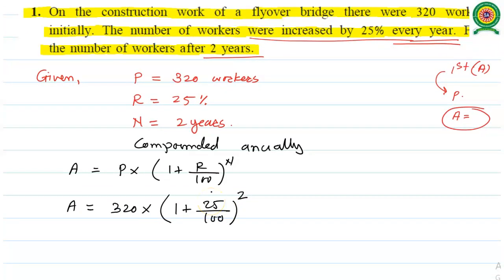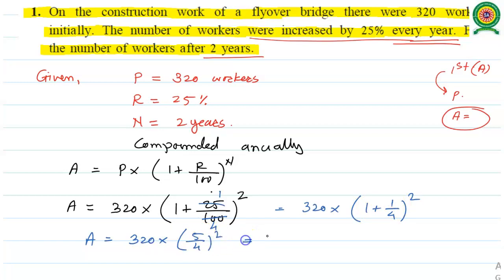Now we know 25 ones are 25, 25 fours are 100, so we get 320 into (1 plus 1 upon 4) the whole square. Let's do the cross multiplication in the bracket: 4 ones are 4 plus 1 is 5, so 5 divided by 4 the whole square.